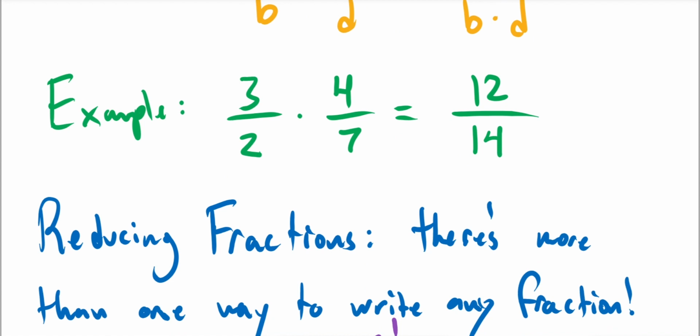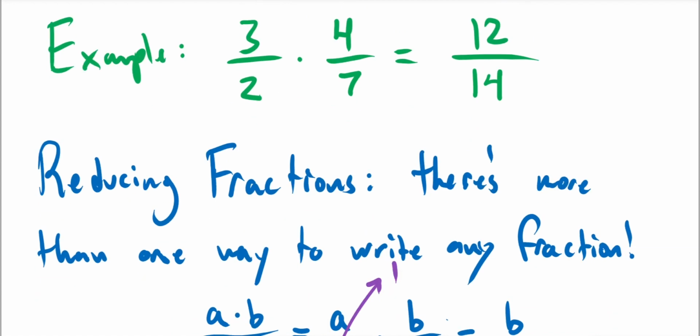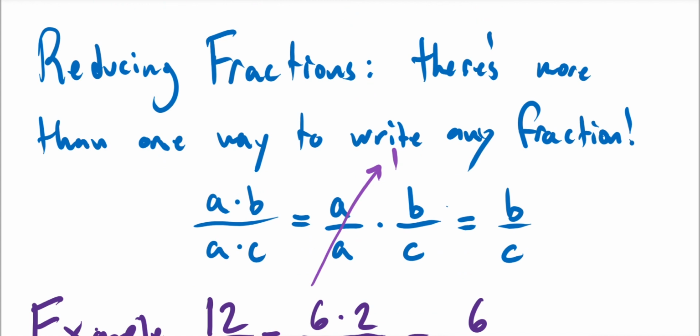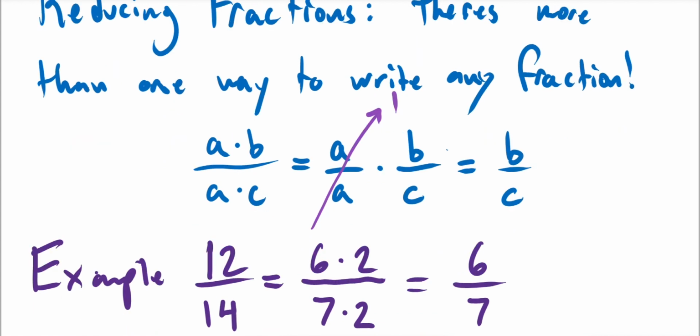Now let's talk about reducing fractions. There is always more than one way to write any fraction, and this is because a times its reciprocal, or a over a, is just 1, and 1 times anything is just itself again. So for example, let's go back to 12/14. You could factor out a 2, or if you notice the common 2 on the top and bottom beforehand, you could have canceled in the beginning. But even if you didn't, how does 12/14 simplify?